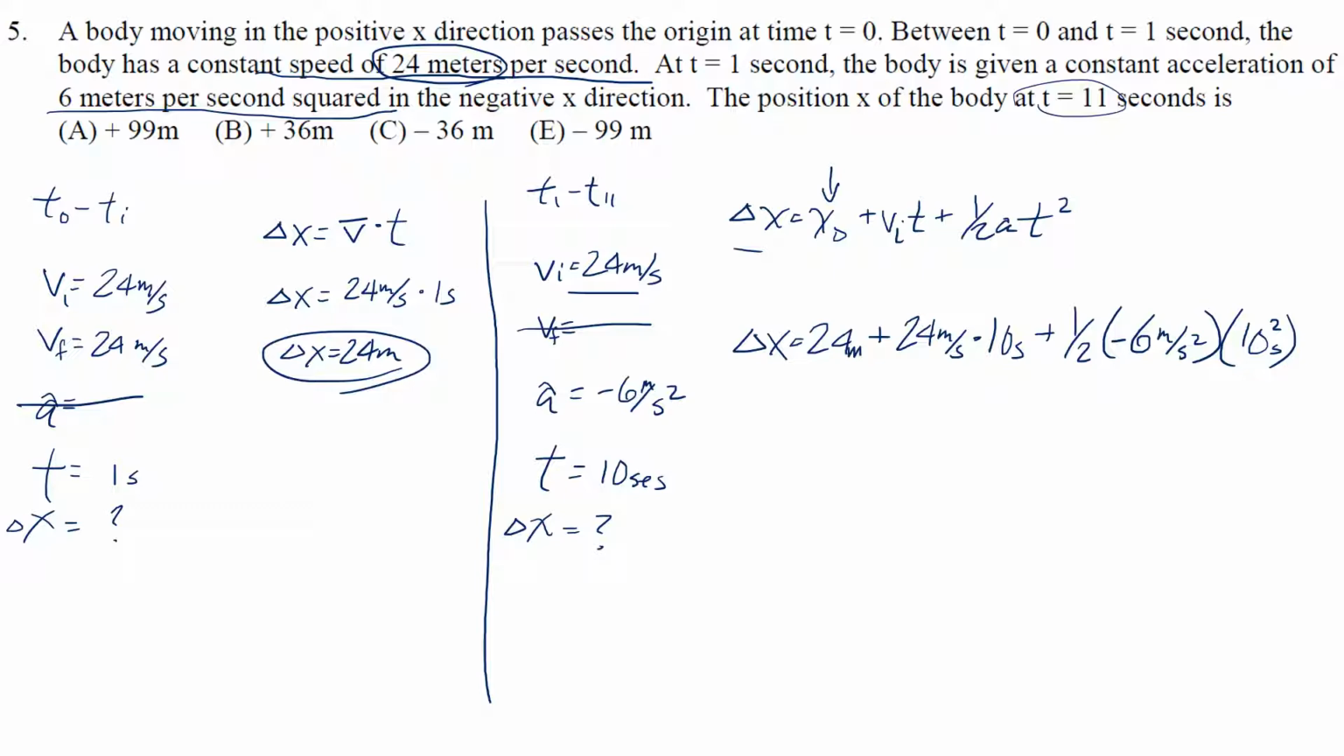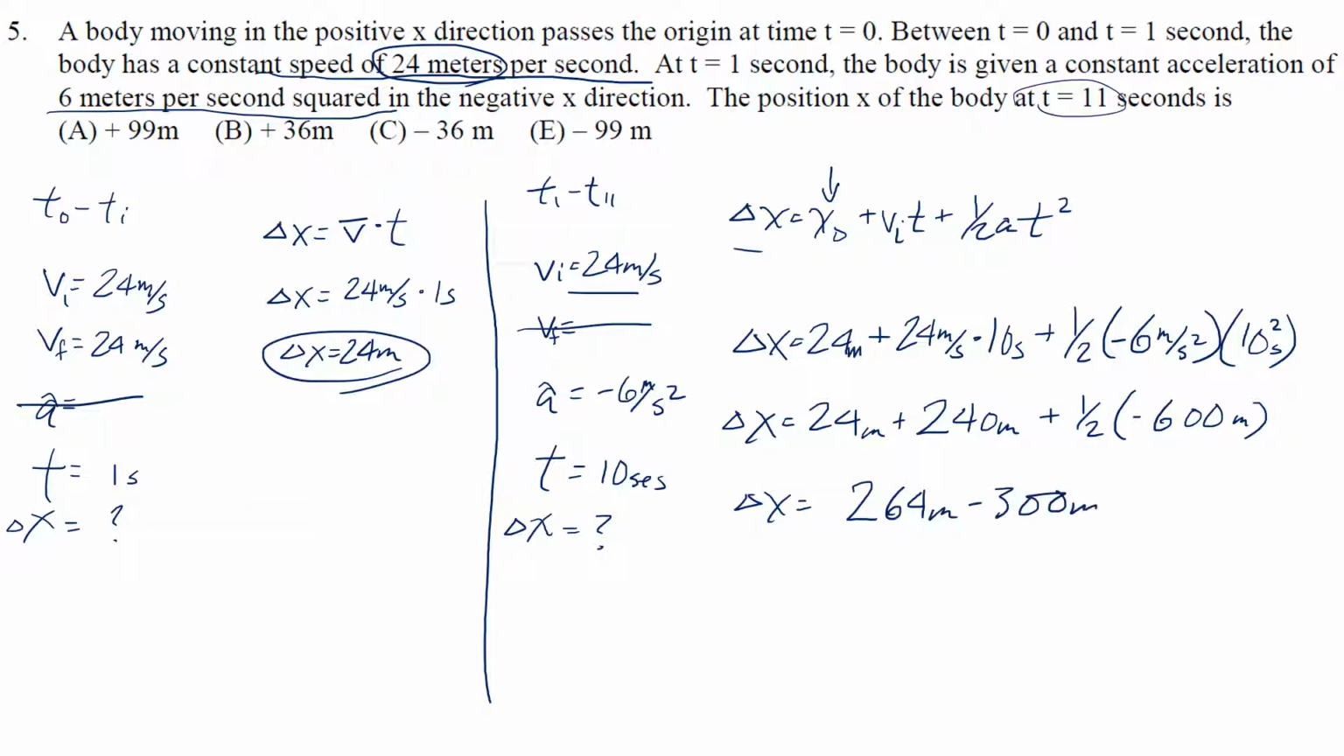Okay, so let's see, this becomes delta x is equal to 24 meters plus 240 meters plus 1/2 of negative 600 meters. So this becomes delta x is equal to 264 meters minus 300 meters. So delta x is equal to negative 36 meters. Okay, that's our answer, negative 36 meters.